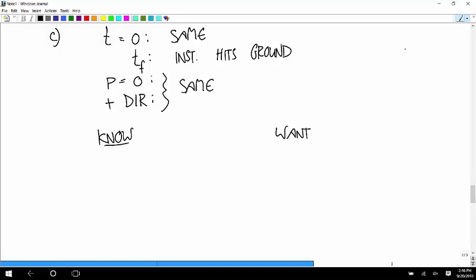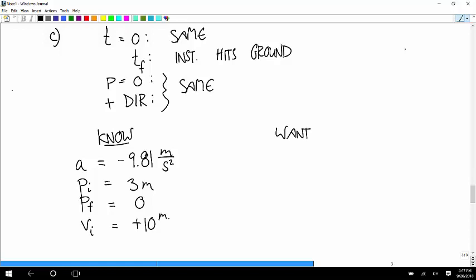So we don't know the final time. We know the acceleration. We know the initial position is positive 3 meters. We know the final position. What's the final position? 0, yep. We know the initial velocity is positive 10 meters per second. And we want the final velocity.